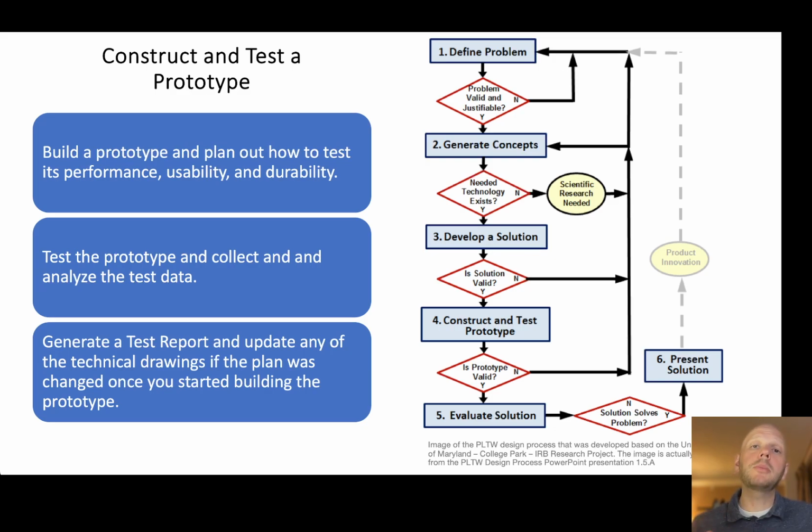Again, once you start building something, you might discover, hey, the way that I designed this, it's impossible to build it this way because of tooling and such, manufacturing process. So I've got to change this, and if you make any changes, then you need to update your technical drawings for the future.